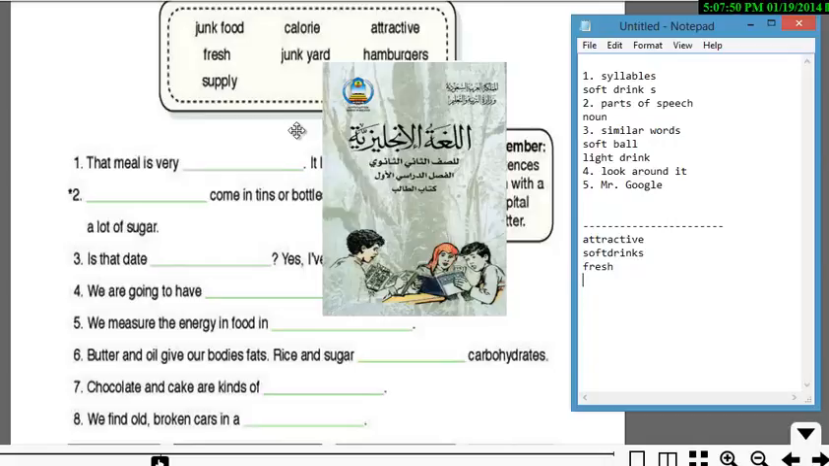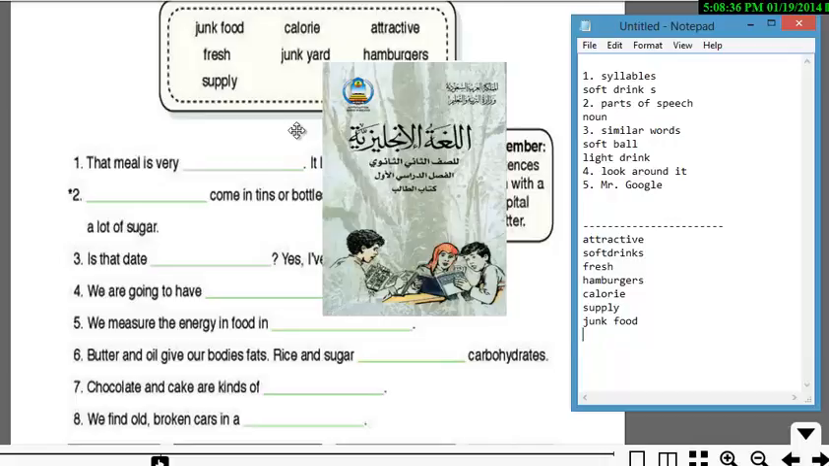We're going to have blank, French fries and tea for lunch. Well, you have options: French fries, tea, and okay, with the French fries you usually get hamburgers. So you've got an option here. And number 5, we measure the energy in food in, oh yeah, calories. Everybody knows calories. Butter and oil give our bodies fats, rice and sugar, so you want a verb. Actually, it's supply. And when it comes to number 7, chocolate and cake are kinds of, we've got only junkyard and junk food. So it's actually junk food.